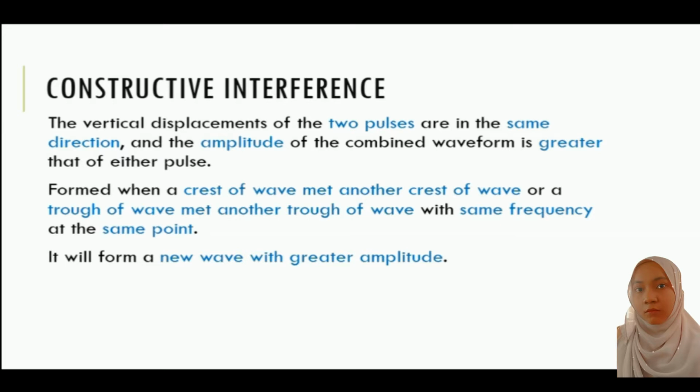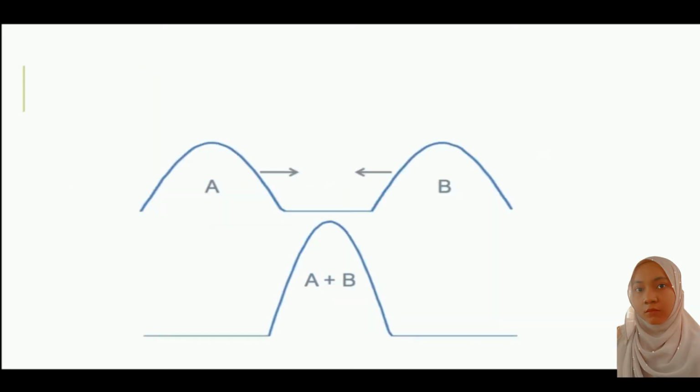Maksud dia dekat sini, constructive interference ni terbentuk apabila crest bertemu dengan crest ataupun trough bertemu dengan trough dekat point yang sama dengan frekuensi yang sama. Okay, crest bertemu dengan crest kan, so bila dia overlap dia akan produce new wave dengan larger amplitude. So kalau kita nak tahu berapa, kita tambahkan amplitude tu, sama macam yang dah diterangkan tadi.